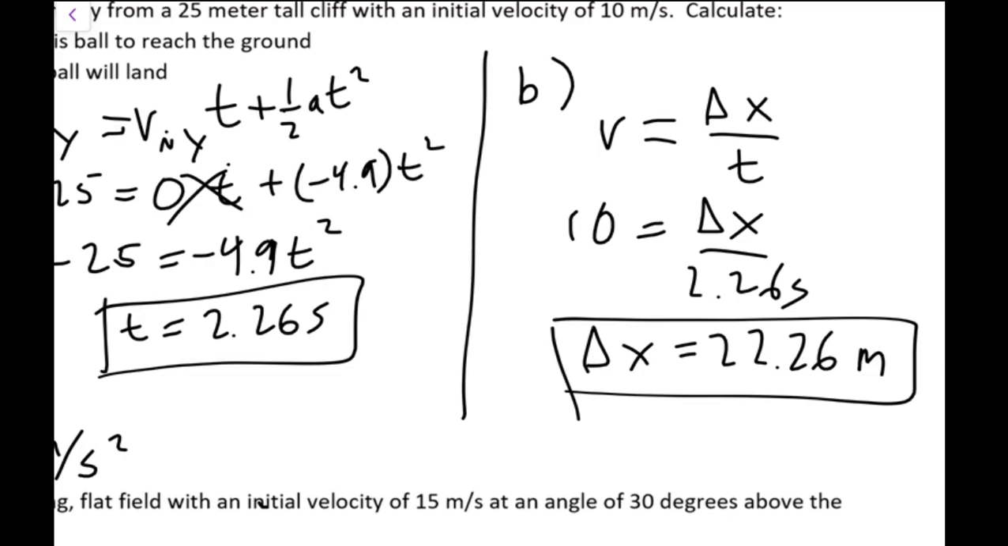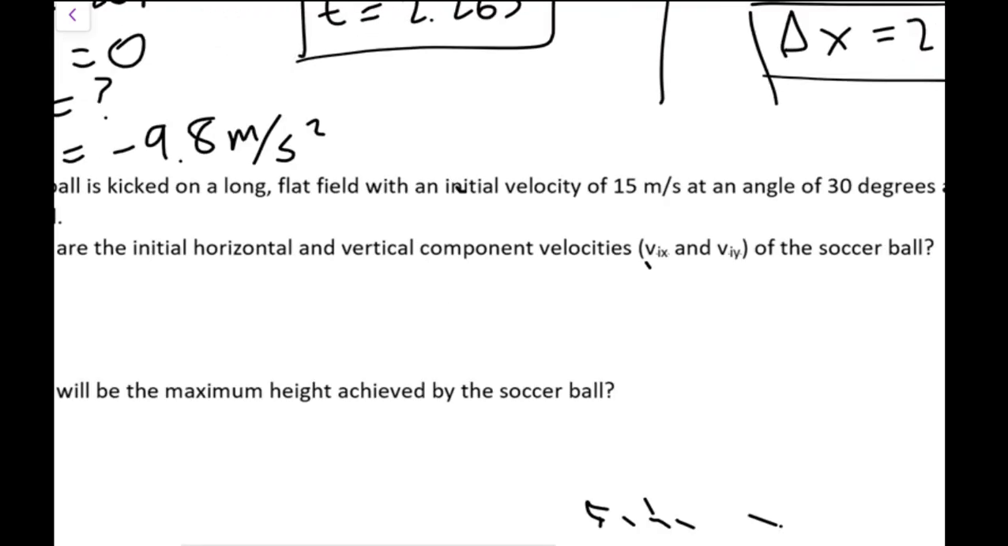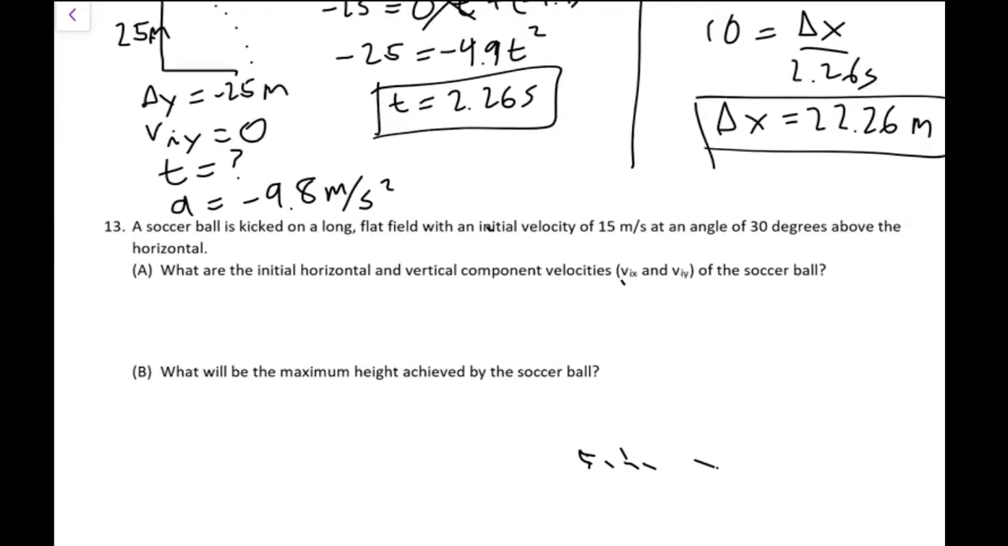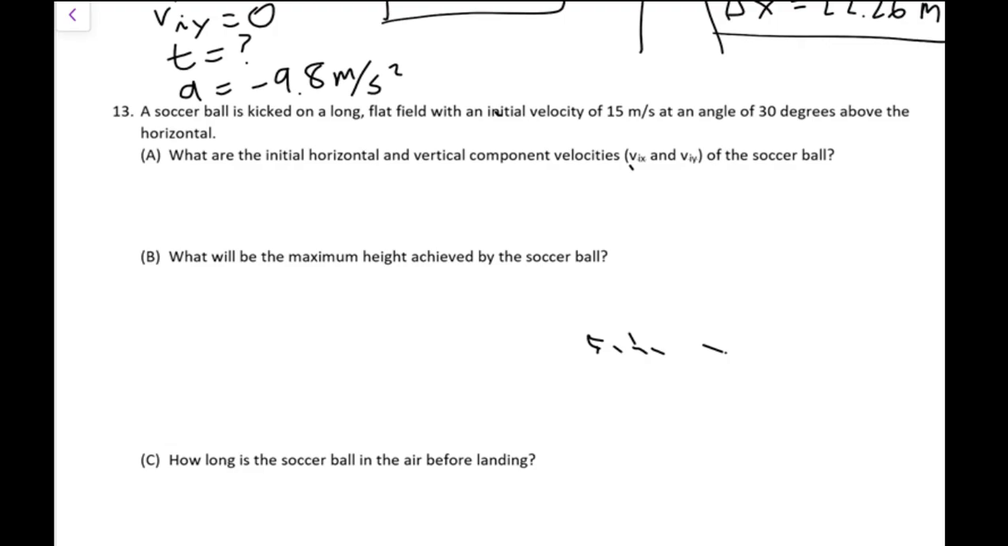All right, moving on to the horizontal launch from the top of a building. The other type of projectile motion problem that's going to be on the midterm is the angled launch. So here, this is example 13.